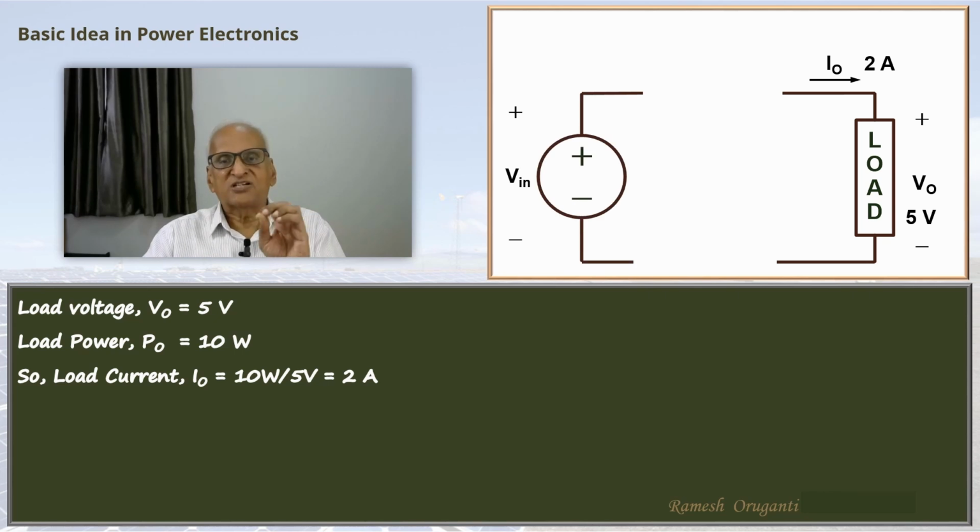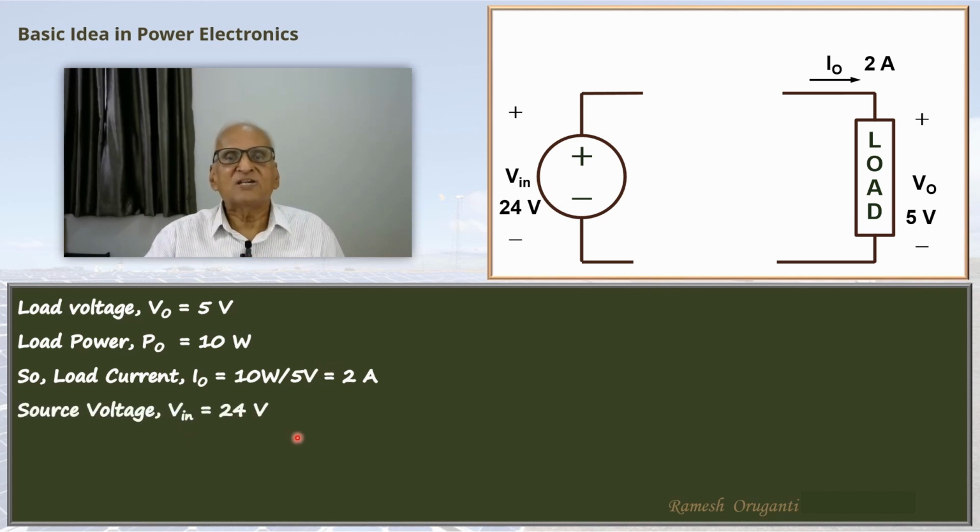We have a source, an electrical source, a DC power source with a voltage of V in, which is not 5 volts. We have assumed it to be 24 volts. So there is a mismatch between the input voltage of 24 volts and the load voltage required, of 5 volts. Before we go into the basic idea behind power electronics, let us find out what is the problem with a very simple common sense approach to this problem.